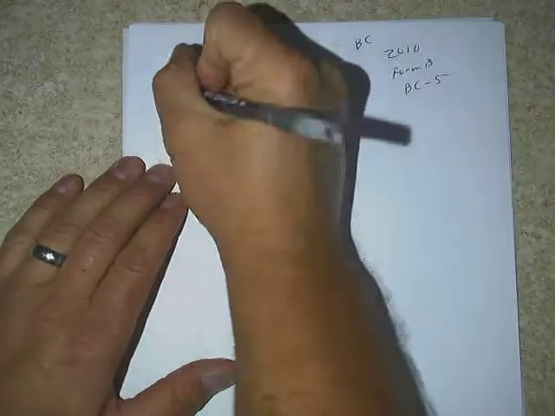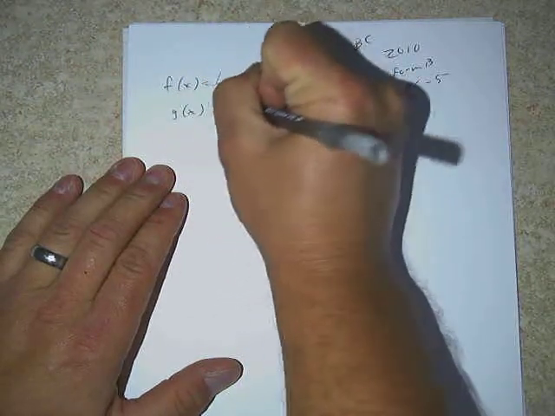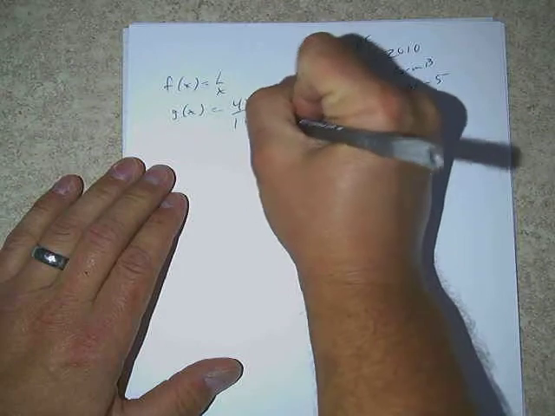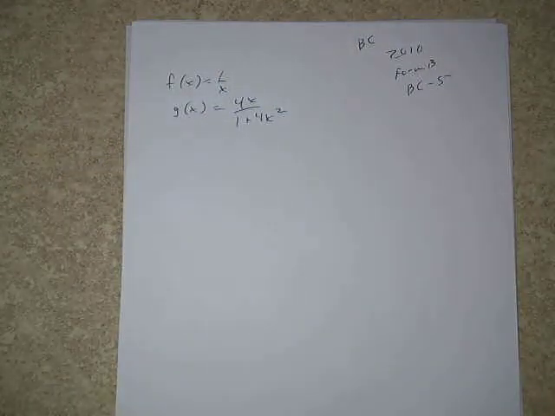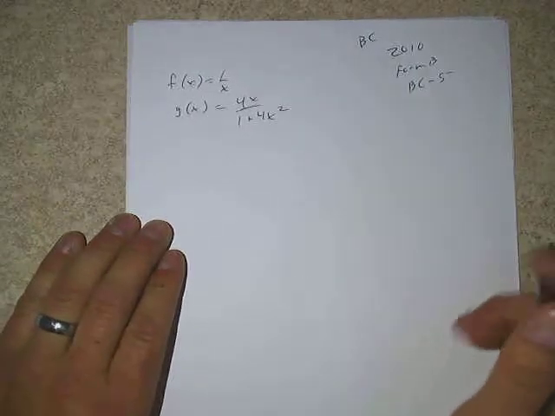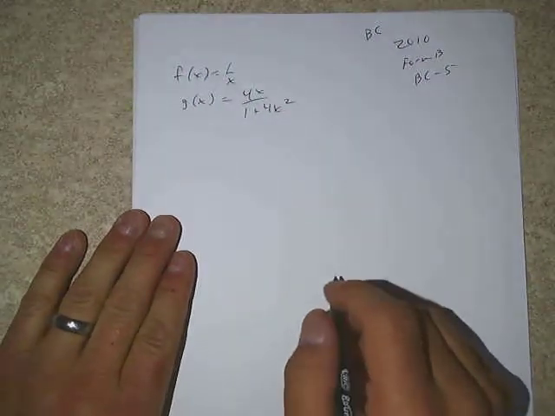Number 5, we have two functions here. They give us f of x is 1 over x, and g of x here is 4x over 1 plus 4x squared. And they tell us in part A here, find the absolute maximum value of g on the open interval 0 to infinity if it exists, and then find the absolute minimum value of g on the open interval 0 to infinity if it exists, and justify your answers. So we're dealing with just the g function only here.